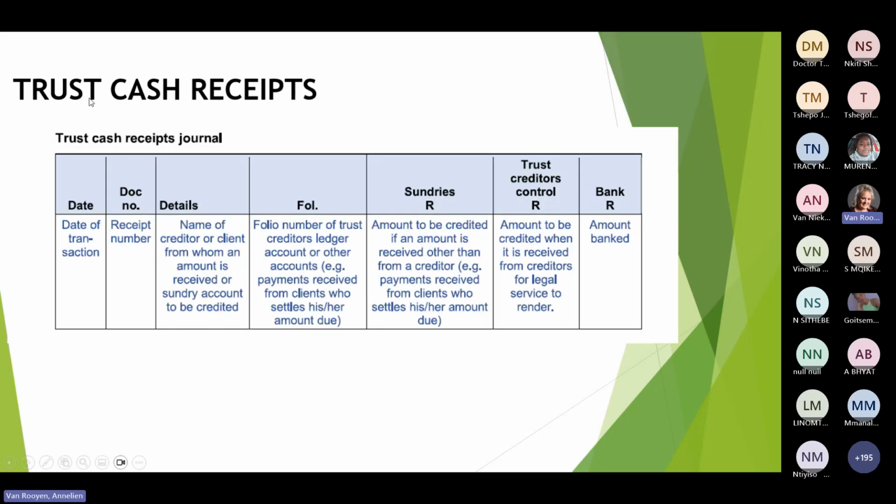Now, the trust cash receipts. Remember, separate bank accounts for the business and the trust. So for the trust, you need also to learn these headings off by heart. Date, when was the money coming in? What reference do you have? This will most probably be a receipt number, because you'll make out a receipt for the client to say you paid your account. The details of that client, Mr. A, Mr. B, whatever.